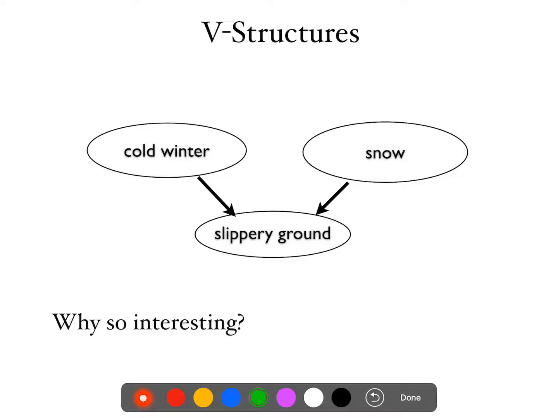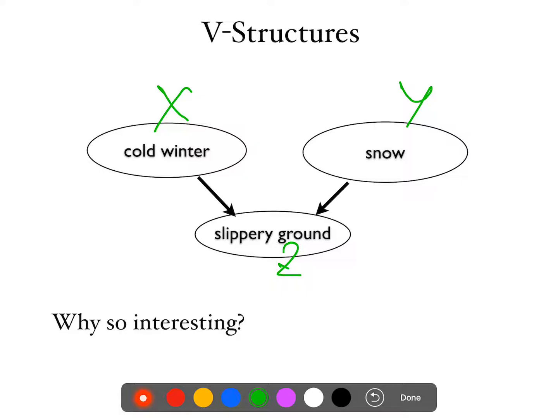So this structure is very important. Sometimes we say this is an unshielded collider. I want to use the term V structure because to me it's clearer, it's very intuitive. Here you can see the two variables, I say X, Y. X and Y are not adjacent. X, Z adjacent, Y, Z adjacent. And X and Y are causes of Z, right? This is the V structure.